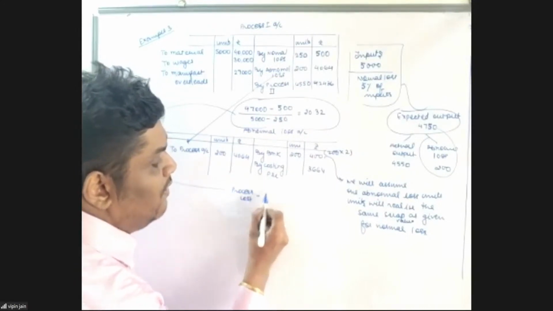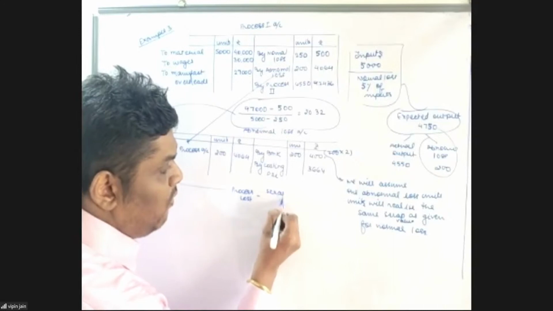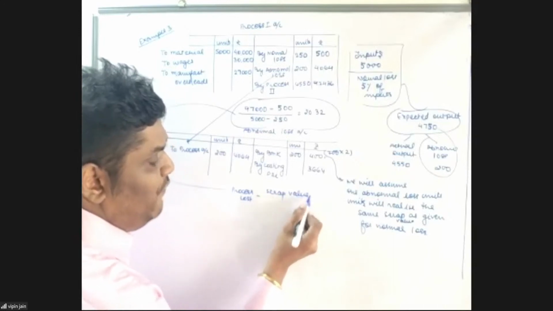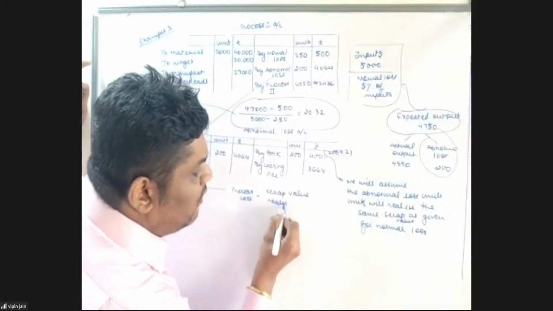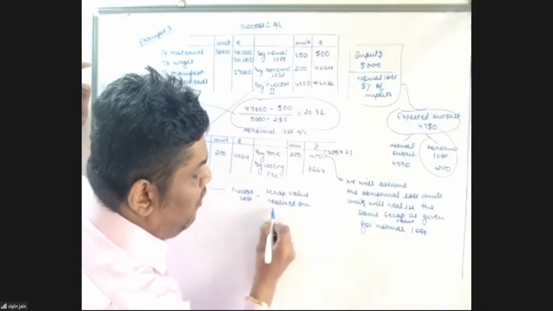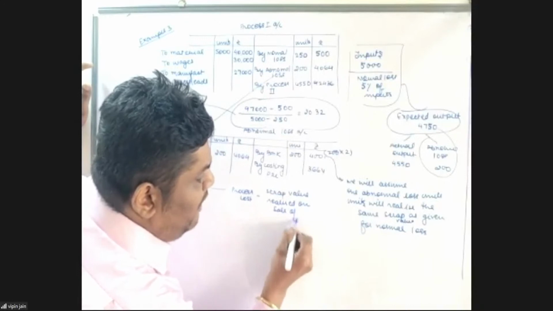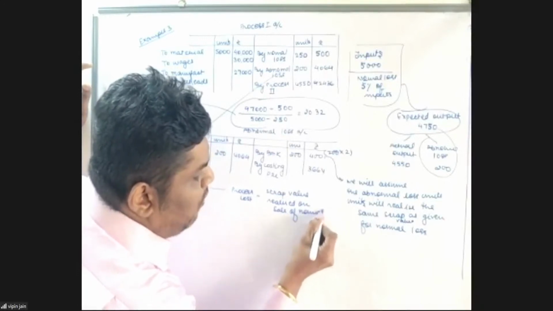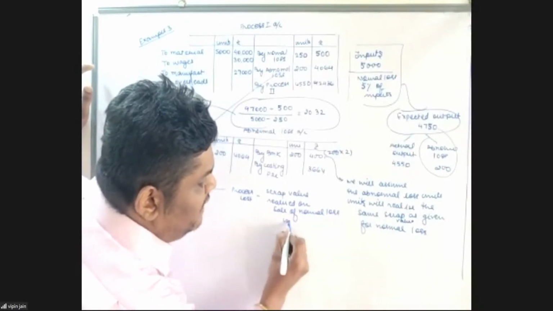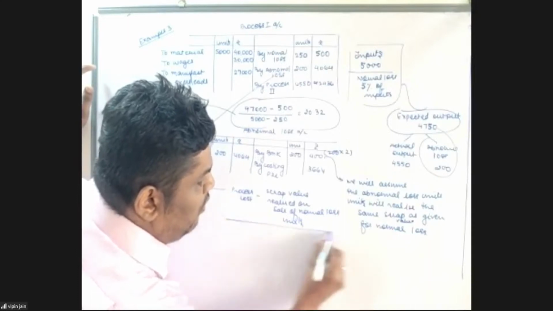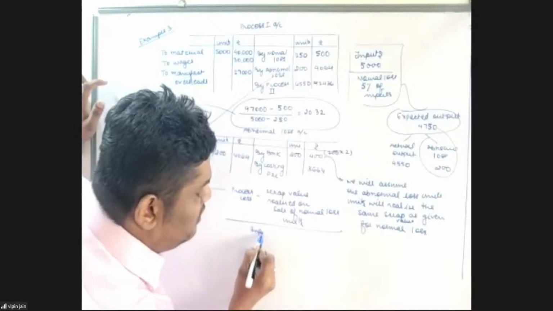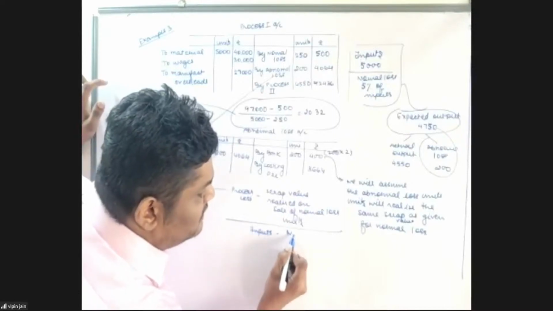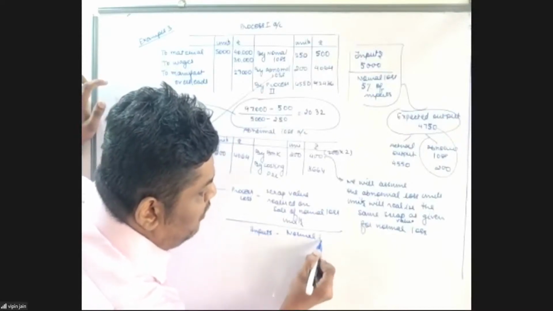Process cost minus scrap value realized on sale of normal loss units, whole divided by my expected output, that is inputs minus normal loss. The same formula for the entire chapter.